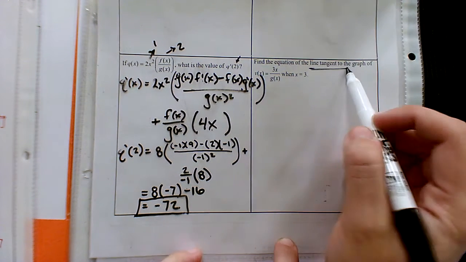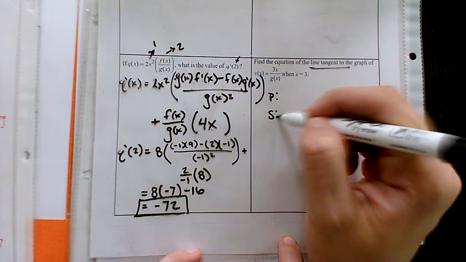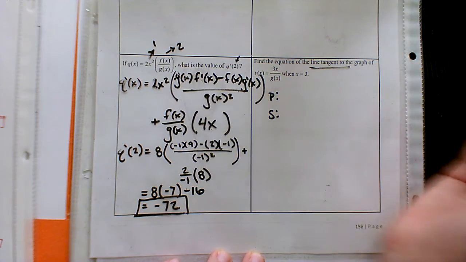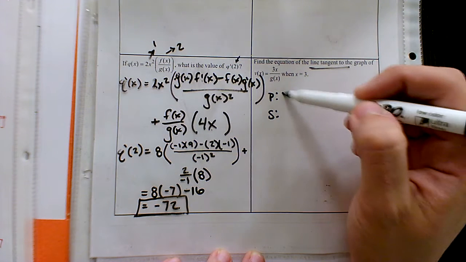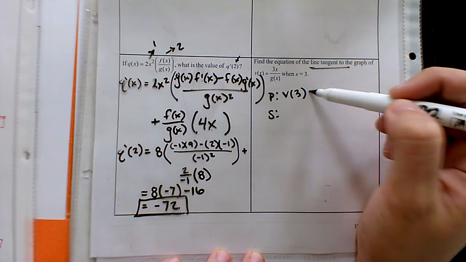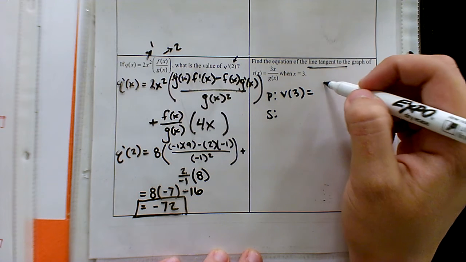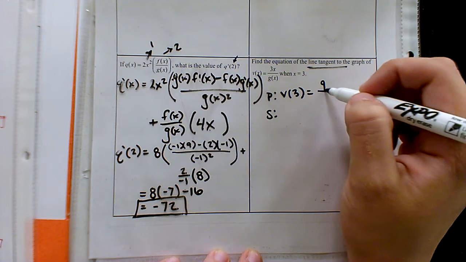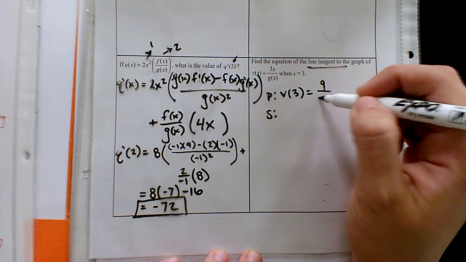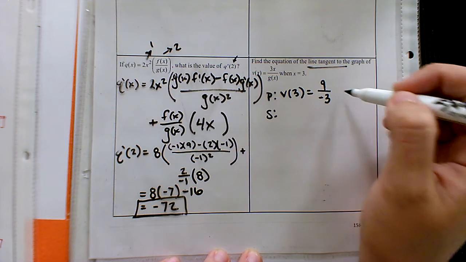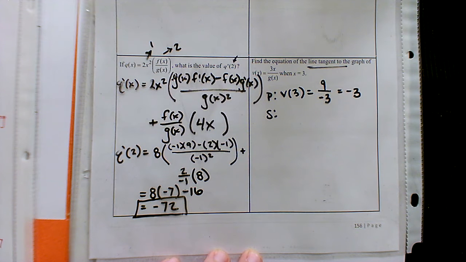Find the equation of a tangent line. What do we need to know? A point and a slope. All right, so let's find the point first. Find the equation of a tangent line to the graph of v when x is 3. All right, we'll find the point. If we plug in 3 into the function, we'll get 9 over g of 3, which is -3, so our overall point is 3, -3.